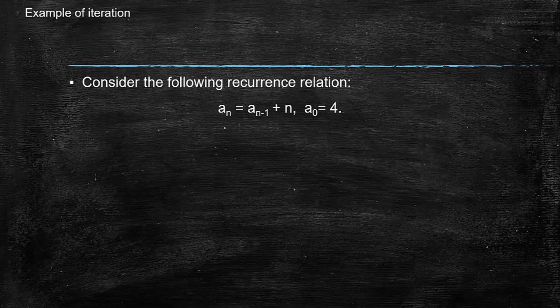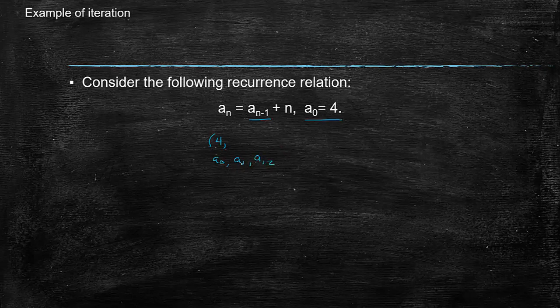So consider the following recurrence relation: an equals an minus 1 plus n. So there's the reference to the previous element of the sequence. And a0 equals 4, that's the specification of the initial condition. Then we can easily compute this recurrence relation. So we know that a0 equals 4. So 4 is the first member of the sequence. So that's a0, right? The second member of the sequence is going to be a1. The third member will be a2, etc.